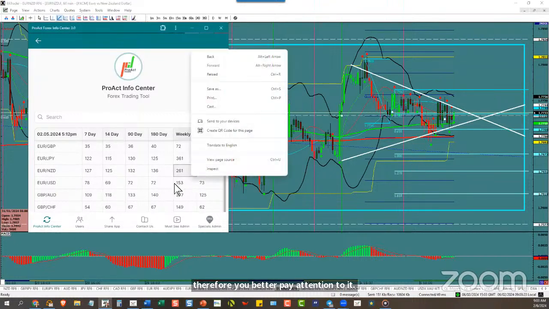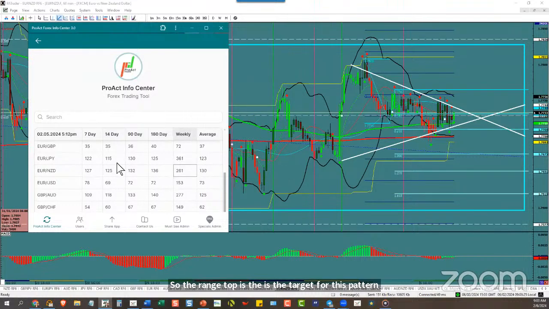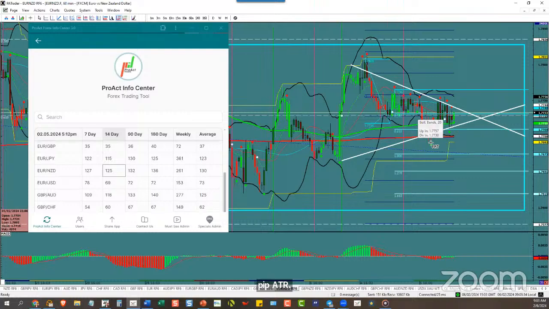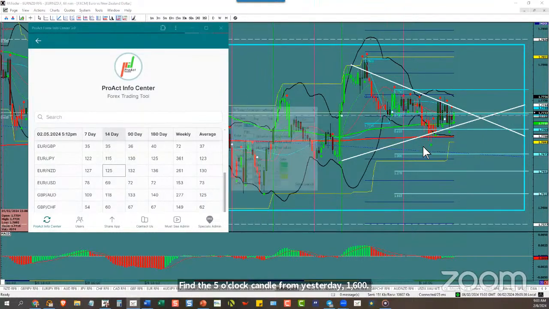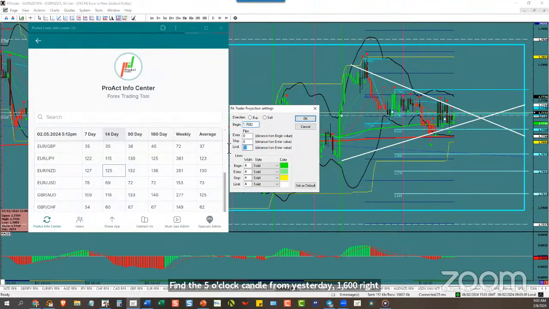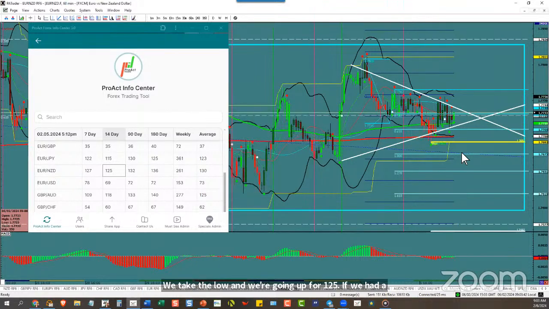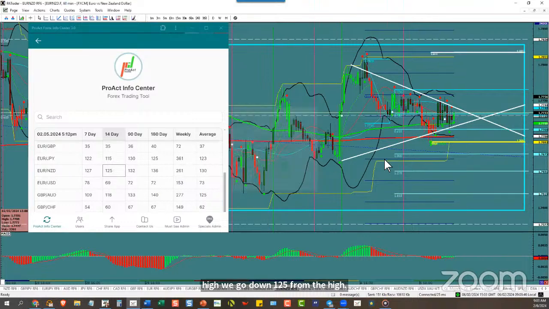All right, what's the ATR? Let's go find that. Euro New Zealand, 125 pip ATR. Find the 5 o'clock candle from yesterday, 1600. Right there, we put a low in after that. We take the low, and we're going up for 125. If we had a high, we go down 125 from the high. Oh, I went the wrong way. Hold on. There we go, up there.